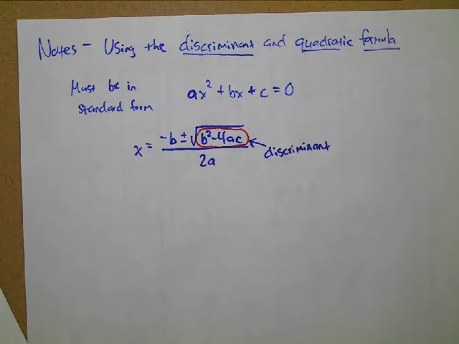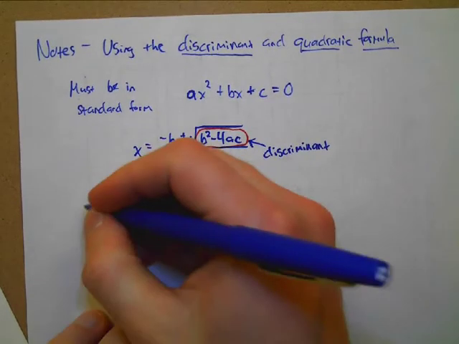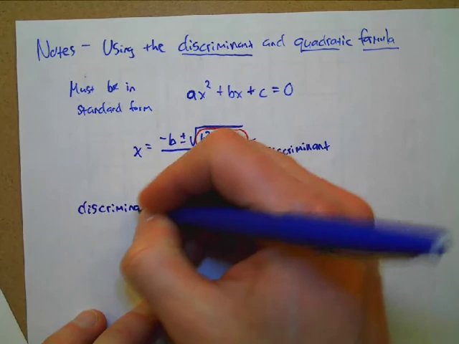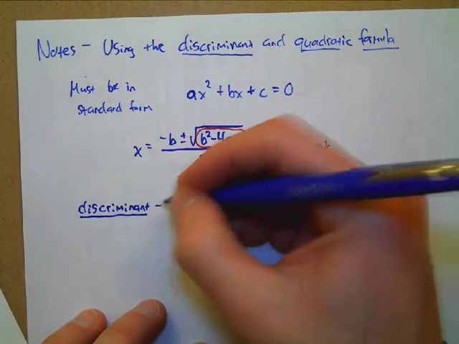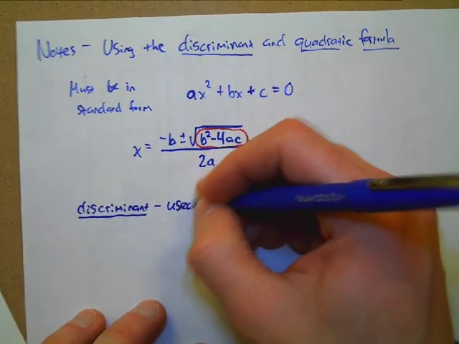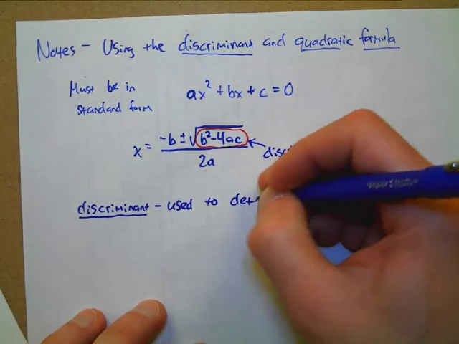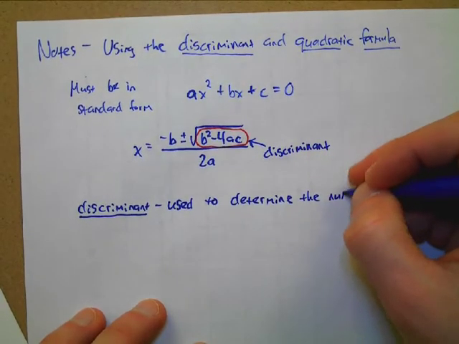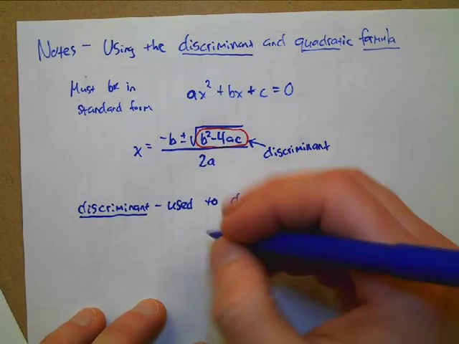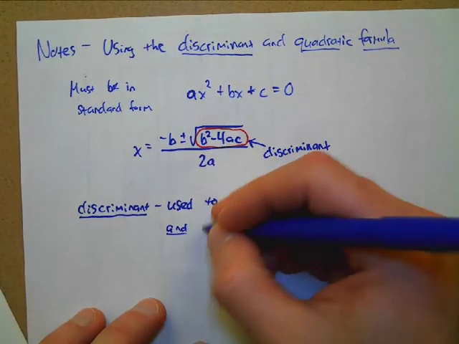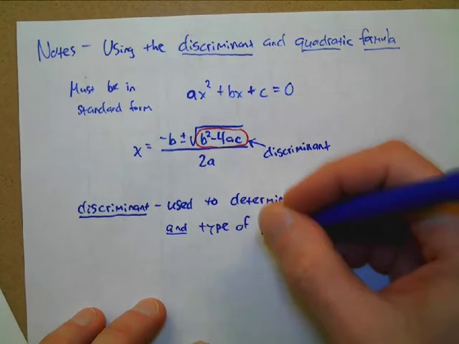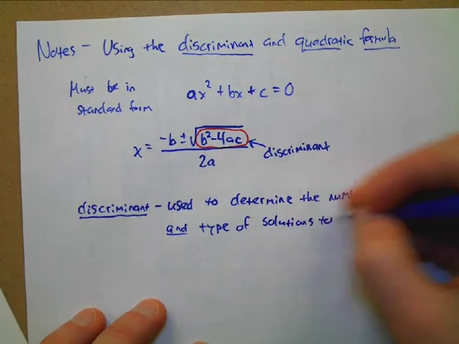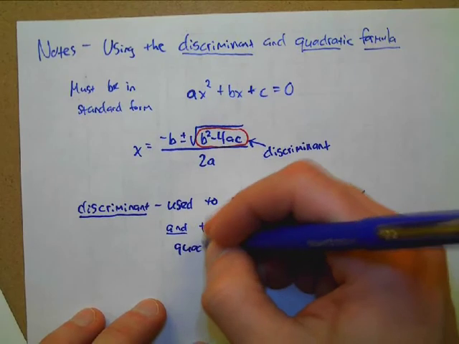So what does the discriminant help us do? The discriminant, that little part of the quadratic formula, is used to determine the number and type of solutions to a quadratic equation.